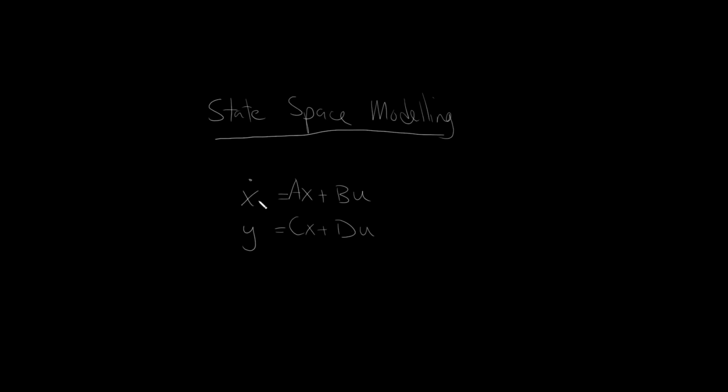So x is a vector which contains your states, or the variables of interest. For our cases, this is going to be stuff like IL or VC, that kind of stuff. So the state variables of our passive elements.